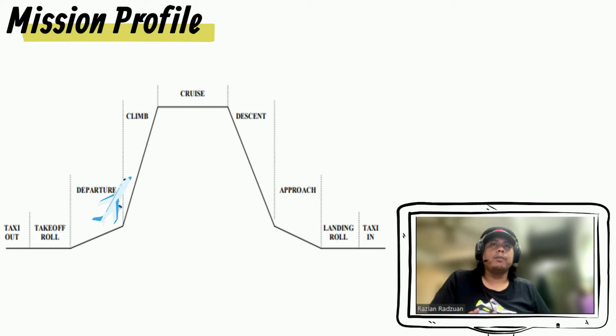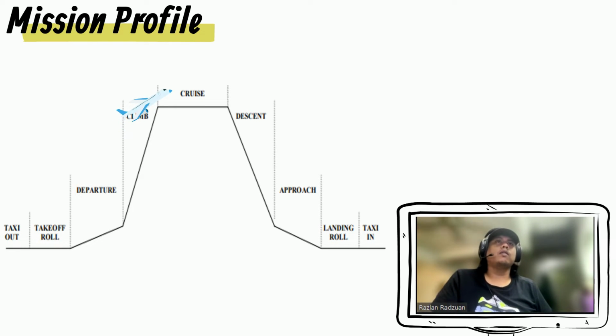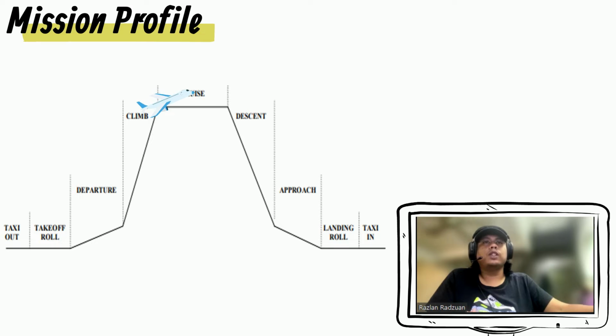And next is climb. For climb, the flaps of the aircraft stay retracted and the speed of the aircraft is around 0.79 Mach. Next, the flight stays in the cruise phase. For the cruise phase, the flaps are still retracted and the speed is around 0.85 Mach. Next is the descent phase. For the descent phase, the flaps are still retracted and the speed of the aircraft is around 0.84 Mach.